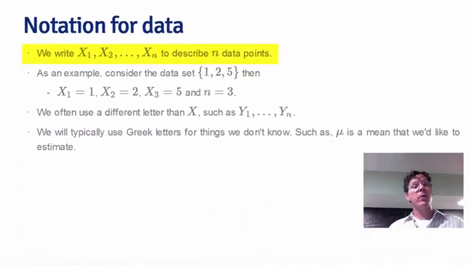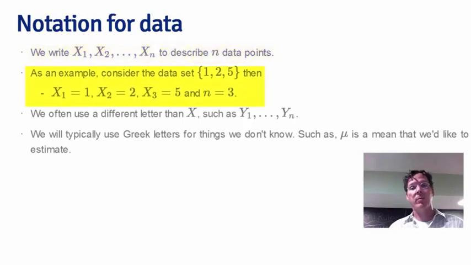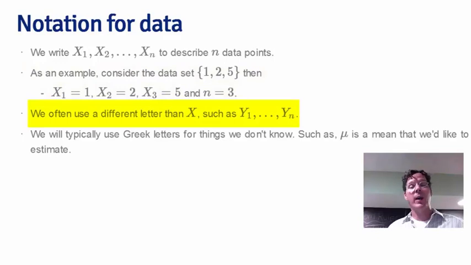So the biggest bit of notation that you're going to have to get used to is to index a variable with a set of subscripts to denote an ordered collection. So we might write x1, x2 up to xn to describe n data points. As an example, consider the data set 1, 2, 5. Then x1 is 1, x2 is 2, x3 is 5, and n in this case is 3. There's nothing in particular about the letter x. We could have just as easily described y1 to yn.